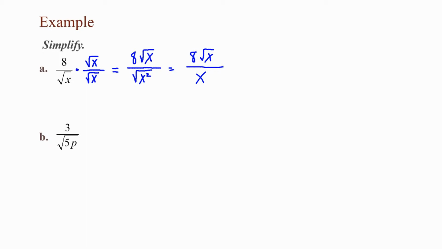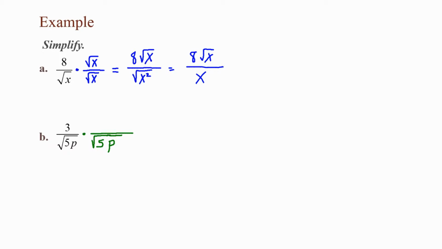For part B, we have 3 divided by the square root of 5p. 5 is not a perfect square, but if I multiply the square root of 5 by the square root of 5, that would give me the square root of 25, which I can take the square root of. I have p to the first, so if I multiply it by another p to the first, I'll have the square root of p squared.